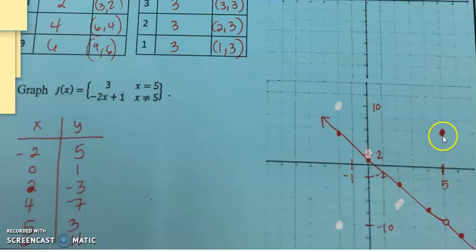Oh, I put that at the wrong spot. Please do this right on your paper. I forgot I was counting by 2s. So technically it should be here. Okay, and then I continued on my graph for 6, negative 11.